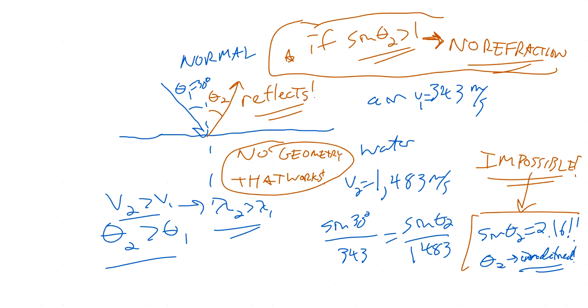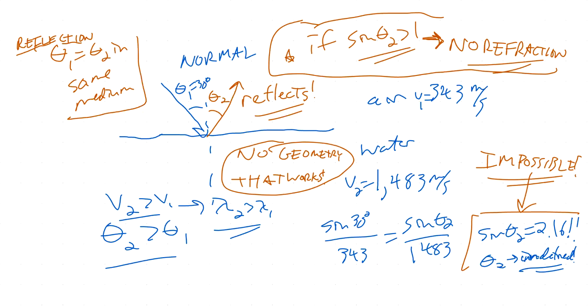And reflection is where theta 1 equals theta 2 in the same medium. Of course, if you have the same medium, you have the same velocity, the same wavelength, and the same angle. This is called reflection. I always joke, but also seriously say, that reflection is the easiest thing in physics, because everything's the same, and it just is a nice, neat reflection of itself. Right? So reflection is where it bounces off the boundary and comes back into the same medium.